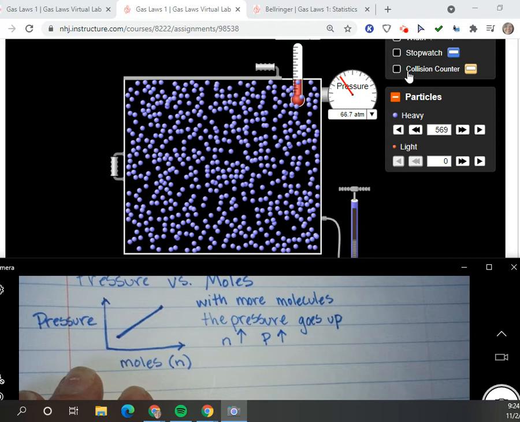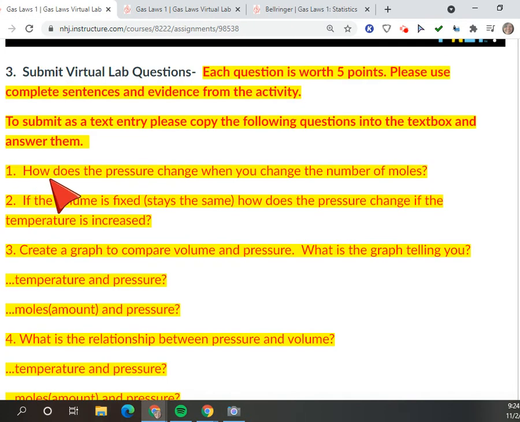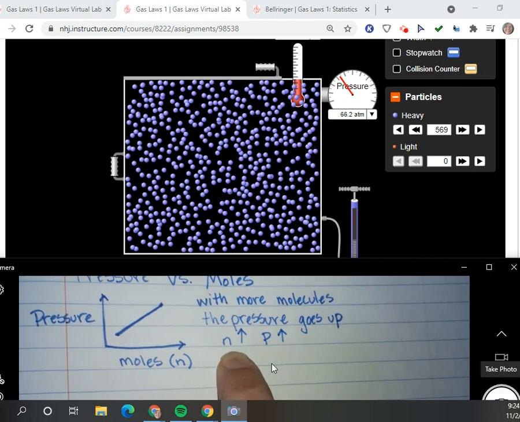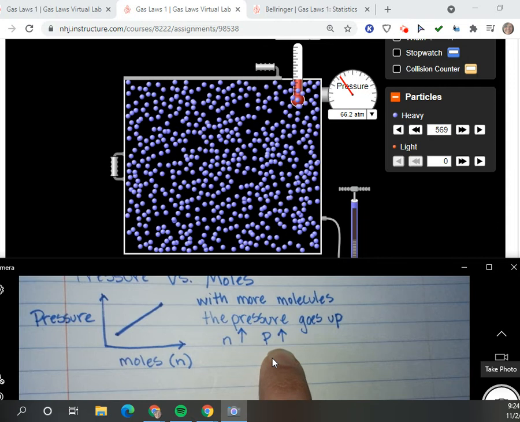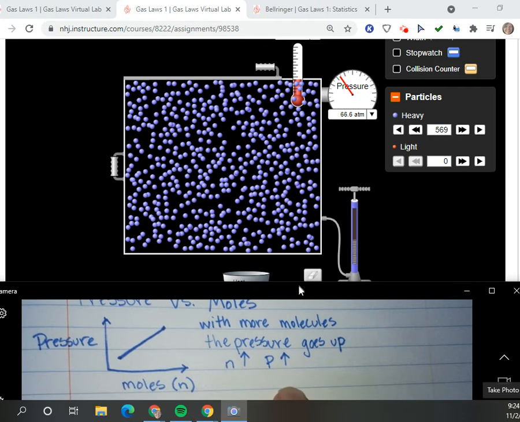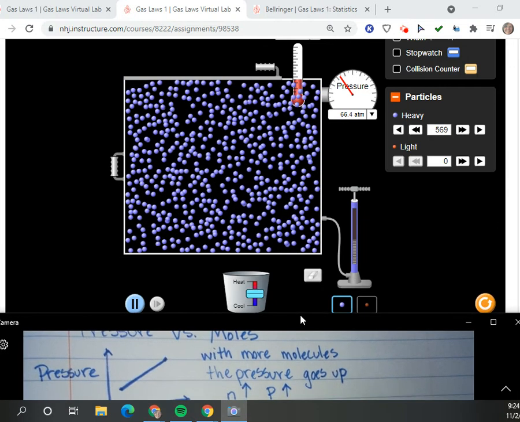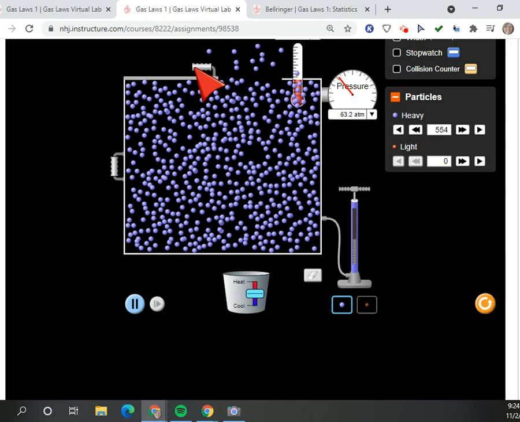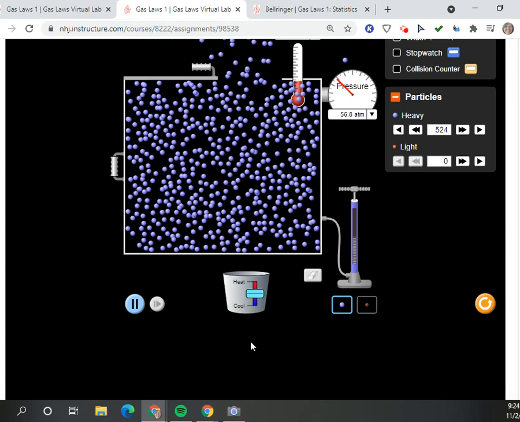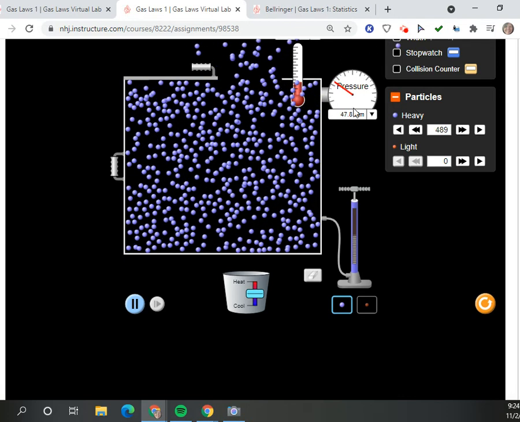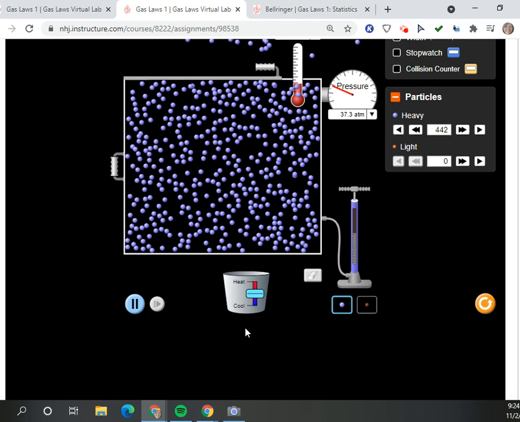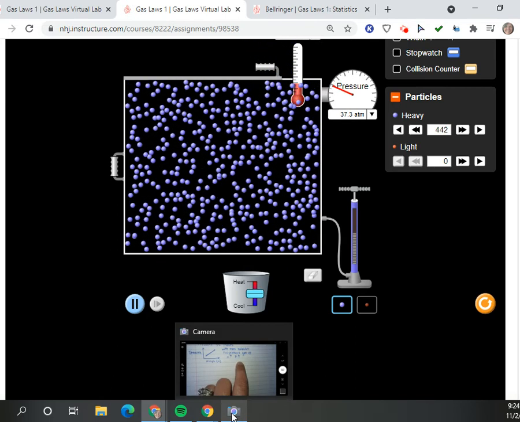If you were looking at your questions, how does the pressure change when you change the number of moles? We had, as the moles go up, the pressure goes up. What if we take away, let out some gas? If we let out gas, what happens to the pressure? It goes down, right? All right.